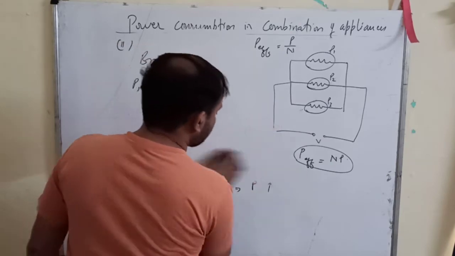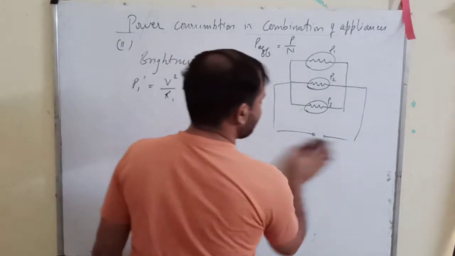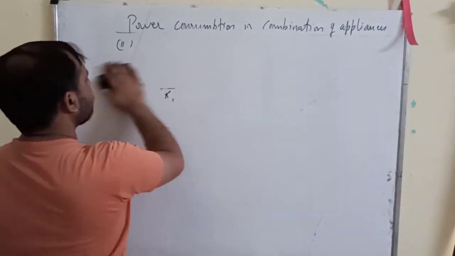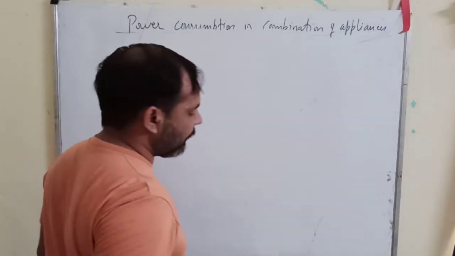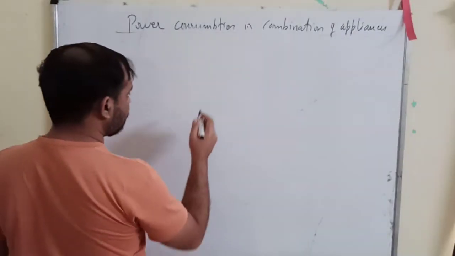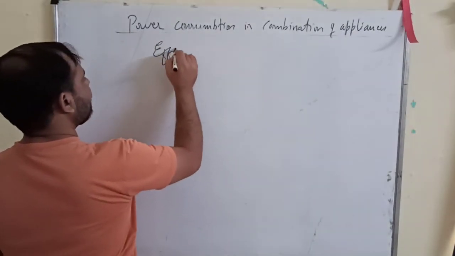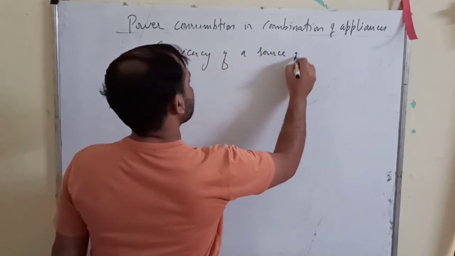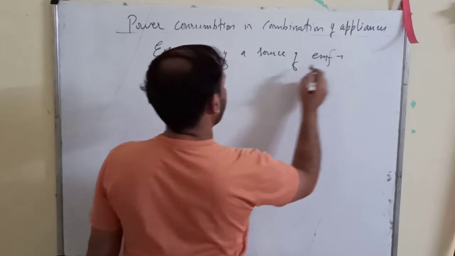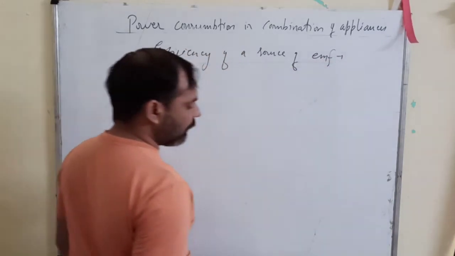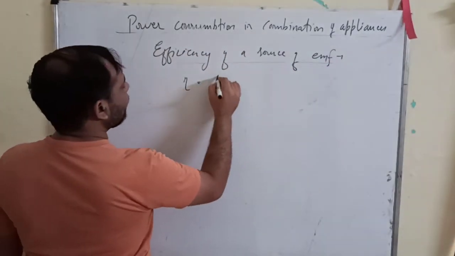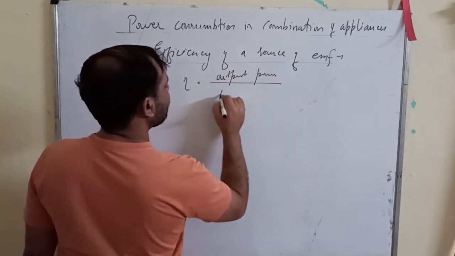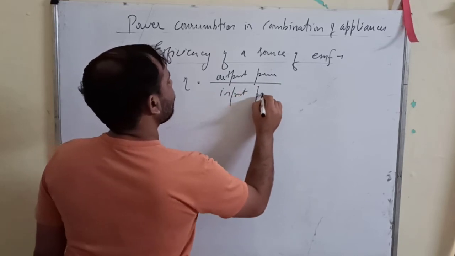Now, one or two small topics are there, and then we will finish this heating effect of current. Then we have efficiency of a source of EMF. Now efficiency, we already know that it is output power upon input power.